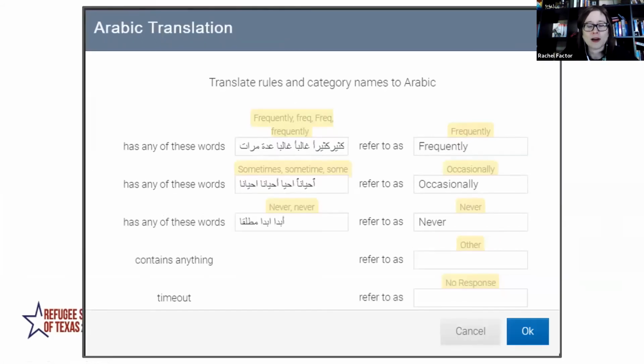Similar in Arabic, there are so many different marks, either the vowels or the diacritical marks. So we had to do a lot of different iterations of those words to make sure that our survey tool captured those responses the way that we wanted them to.